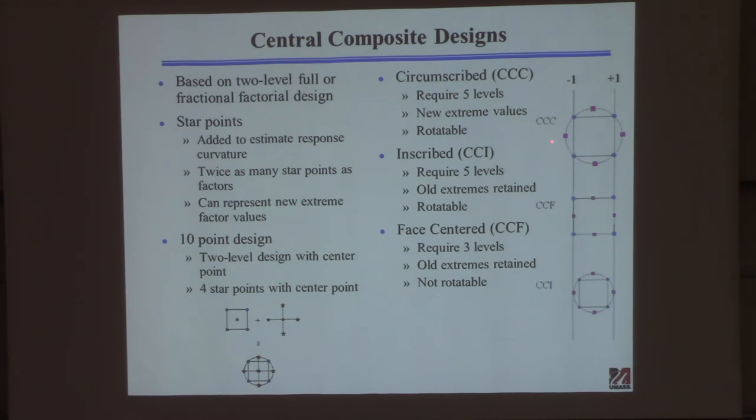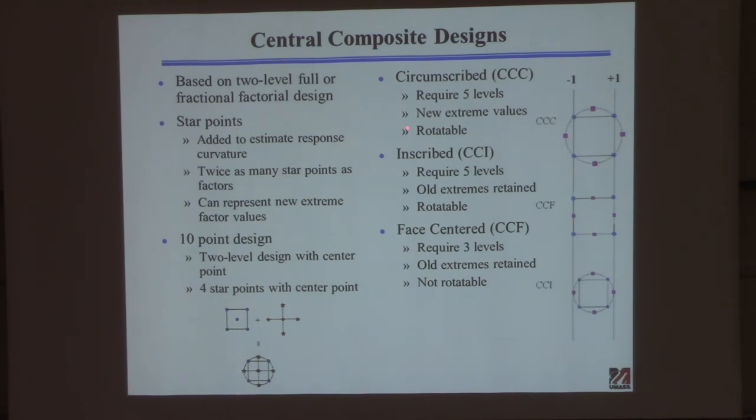So now you have five levels of each input. You have new extreme values. In other words, these red values are outside the blue box you established at the beginning, and that might not be good. Because if you thought this was the lowest you could go, you wouldn't want to go lower. So you might have to redefine the blue box so the red points are in the domain you want, for example.